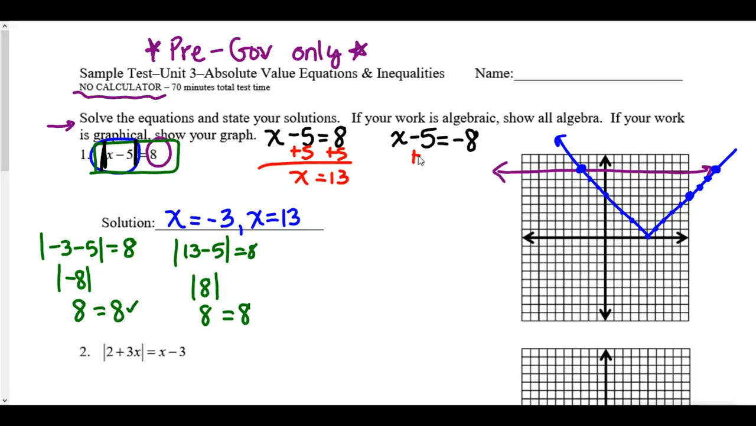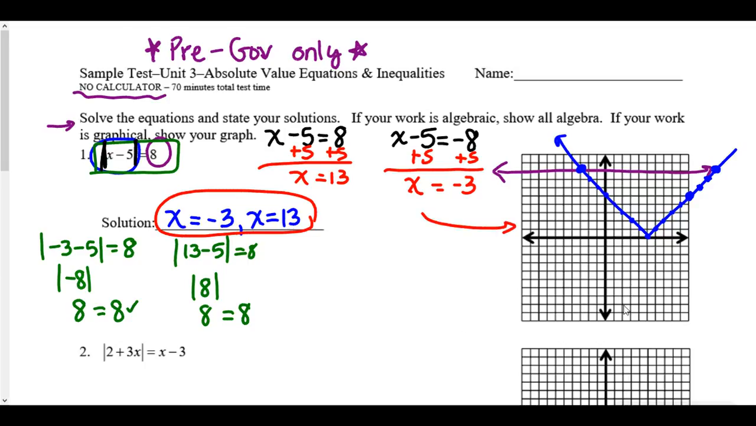Over here on the right, I'd do the same thing. I'd add 5 to the second equation, and that would give me x equals -3. That's how I got my two solutions right here. Now, whenever I solve algebraically, remember I have to check. I could check either by doing the graph, which I already did, or I could check by plugging in, which I already did. So there's my two solutions.